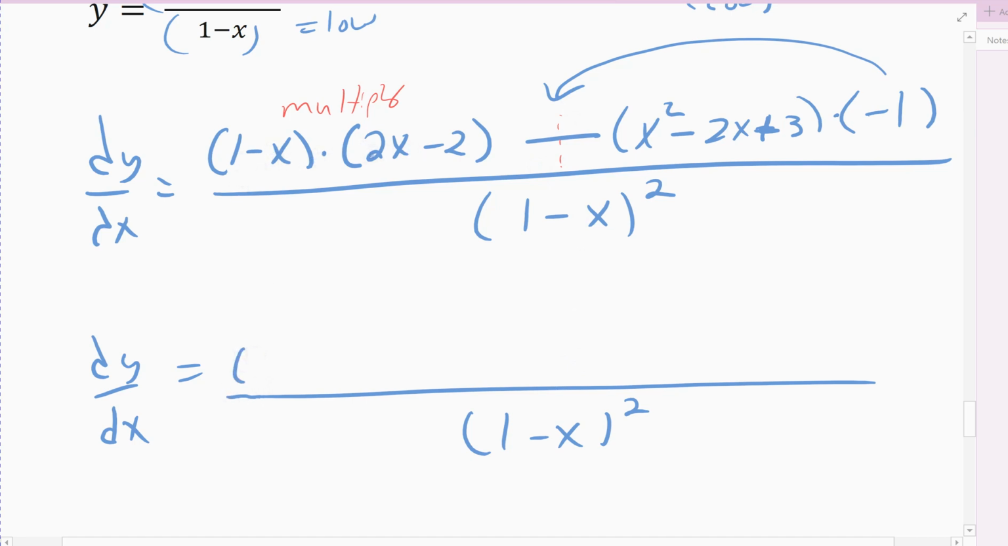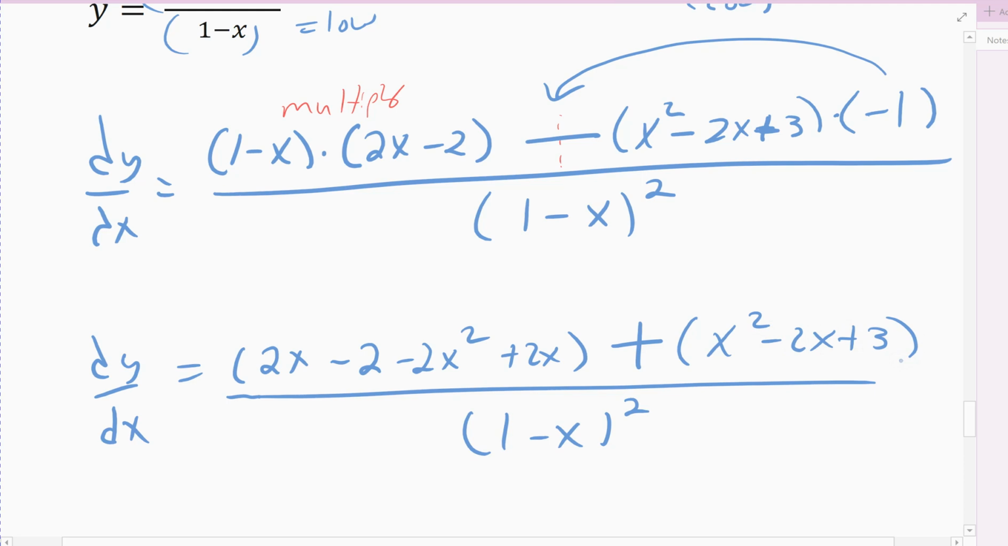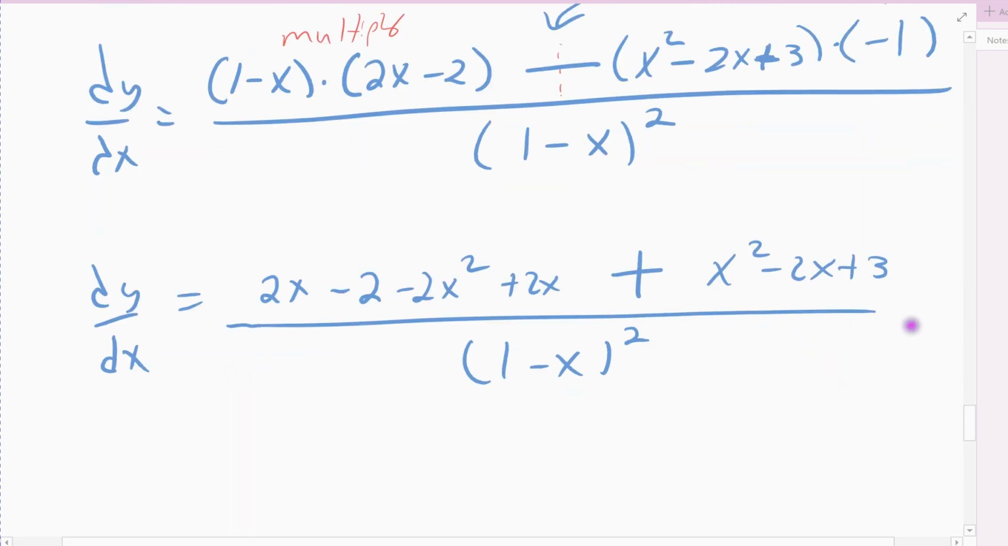So I'm going to get 1 times 2x, which is 2x, negative 2, minus 2x squared, plus 2x. And again, this is going to become a plus because I'm taking this negative 1 times this negative 1. It's going to become a plus, that group. X squared minus 2x plus 3. And I have parentheses, but at this point I can actually drop them because there's no number to distribute. All right, there's just a positive 1. And so I could go ahead and drop them and just collect like terms in my last step.